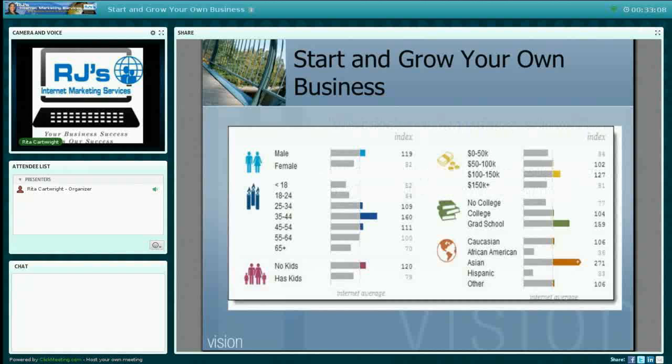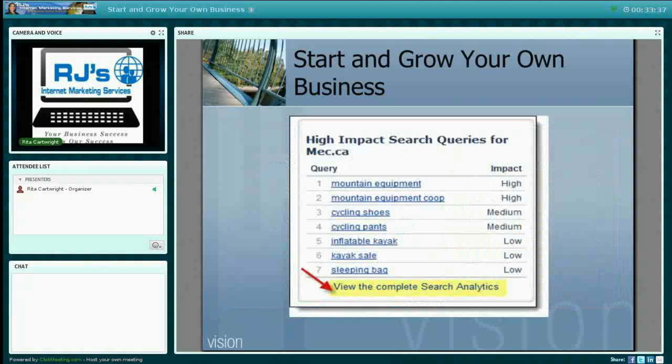Use sites such as Alexa and Quantcast to study your competitors' customer demographics, as well as other sites and businesses these customers visit. And this is an example of stats that you can assess on one of your competitors. This is a screenshot from Alexa, which will also show you high impact search queries. Simply select to view the complete search and analytics and scroll down a page that opens up for even more searches and specific details.